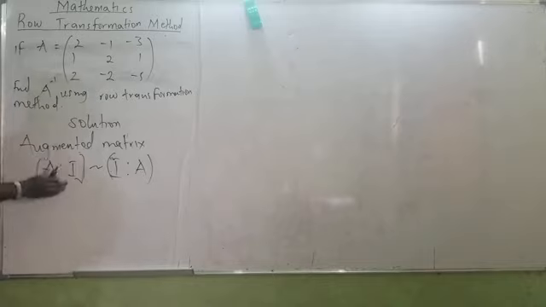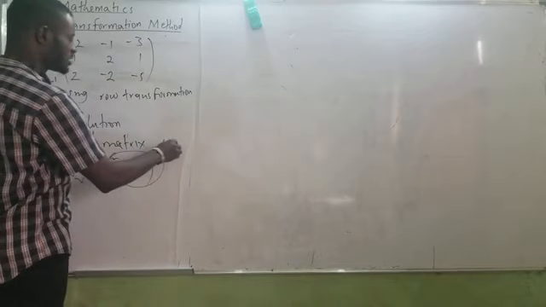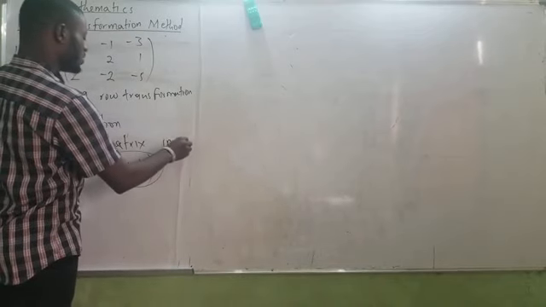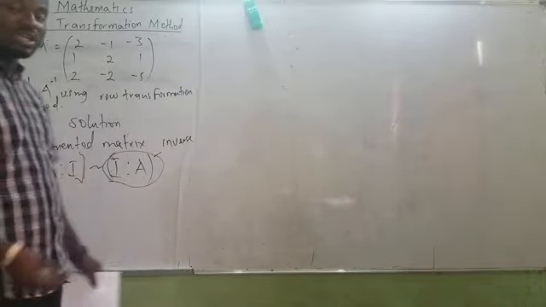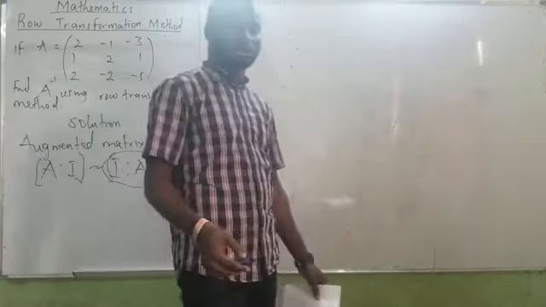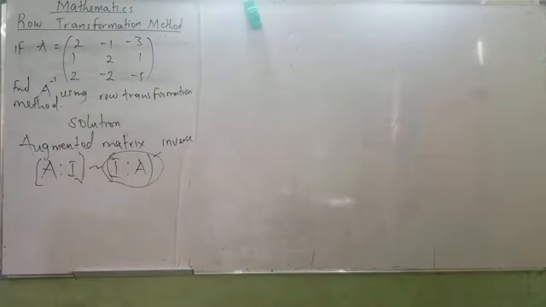This is the inverse of the given matrix. Why is this one called the inverse? You know that a unit matrix multiplied by a given matrix becomes the given matrix.